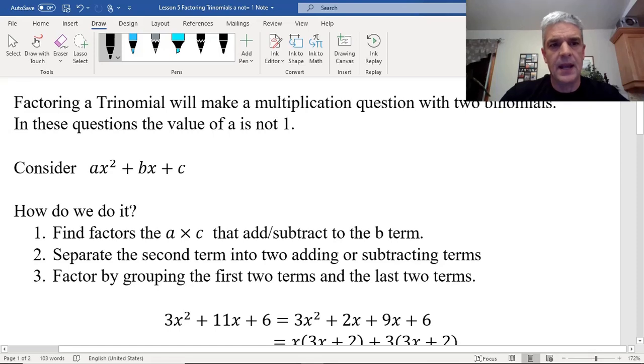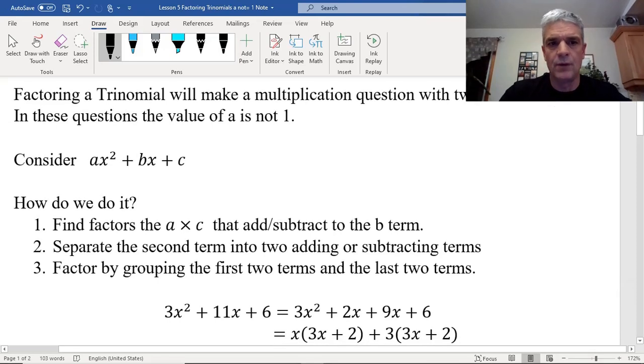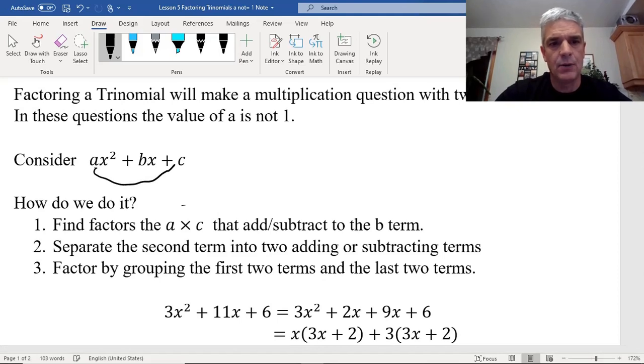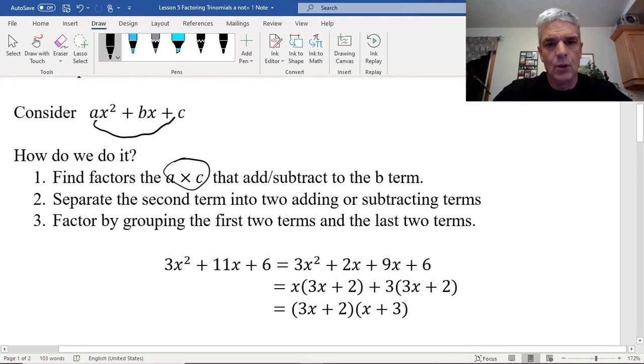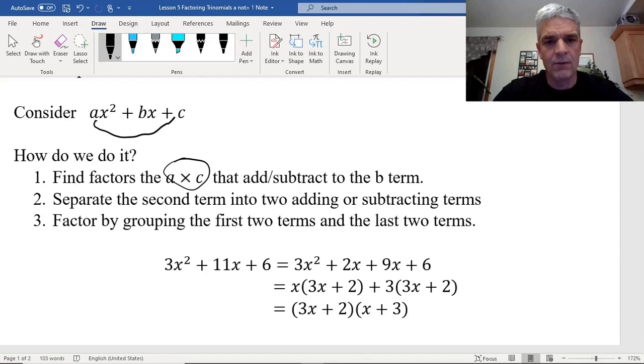Okay. Now the way these ones are solved is we take the A value here and we multiply it by the C value. That's what we call A times C. And then we use addition or subtraction to find the B term. And it's addition or subtraction based on the value of the C term, in the very same way we were doing the other questions. And then we separate the question out into two, and then what we end up doing is factoring by grouping from that point forth.